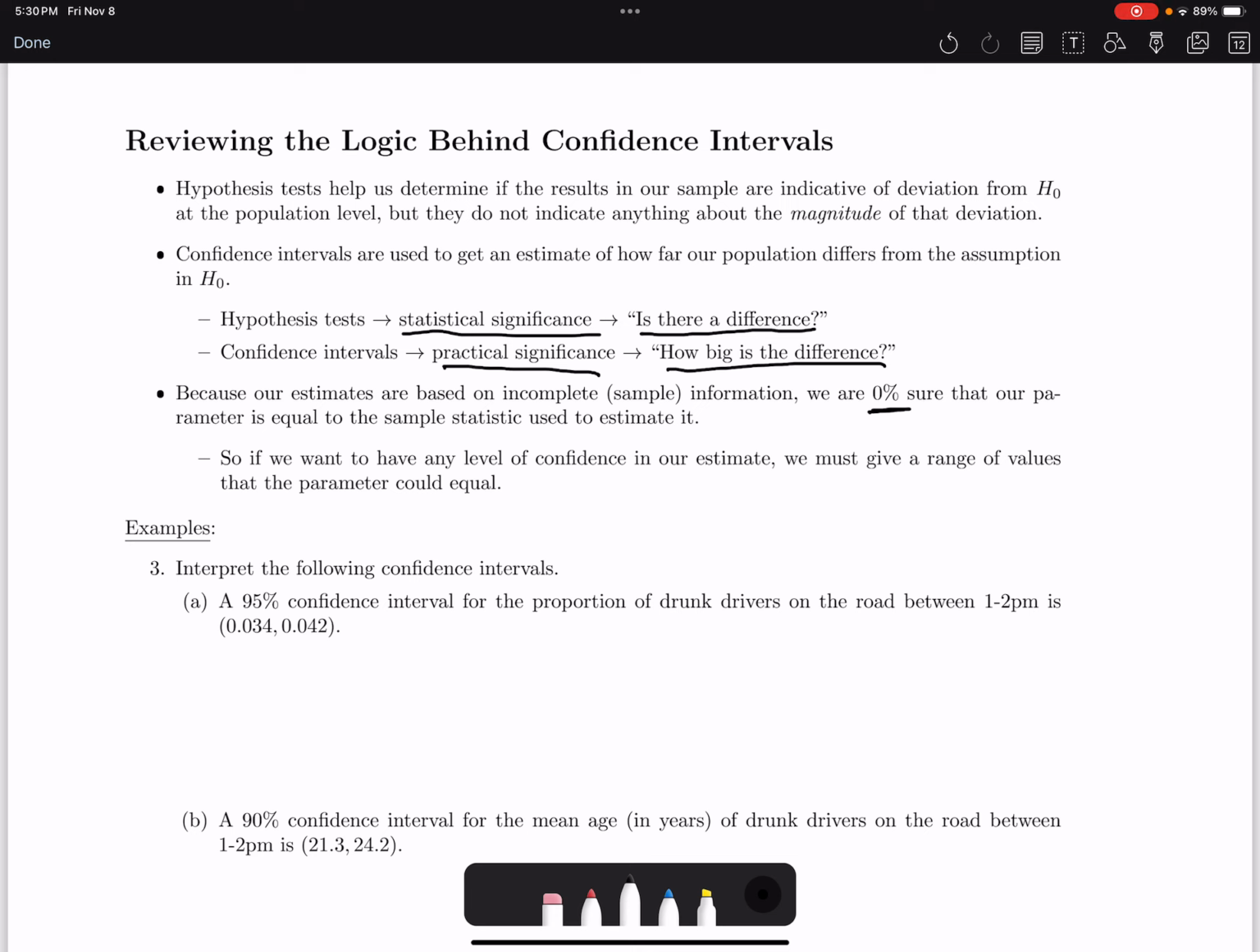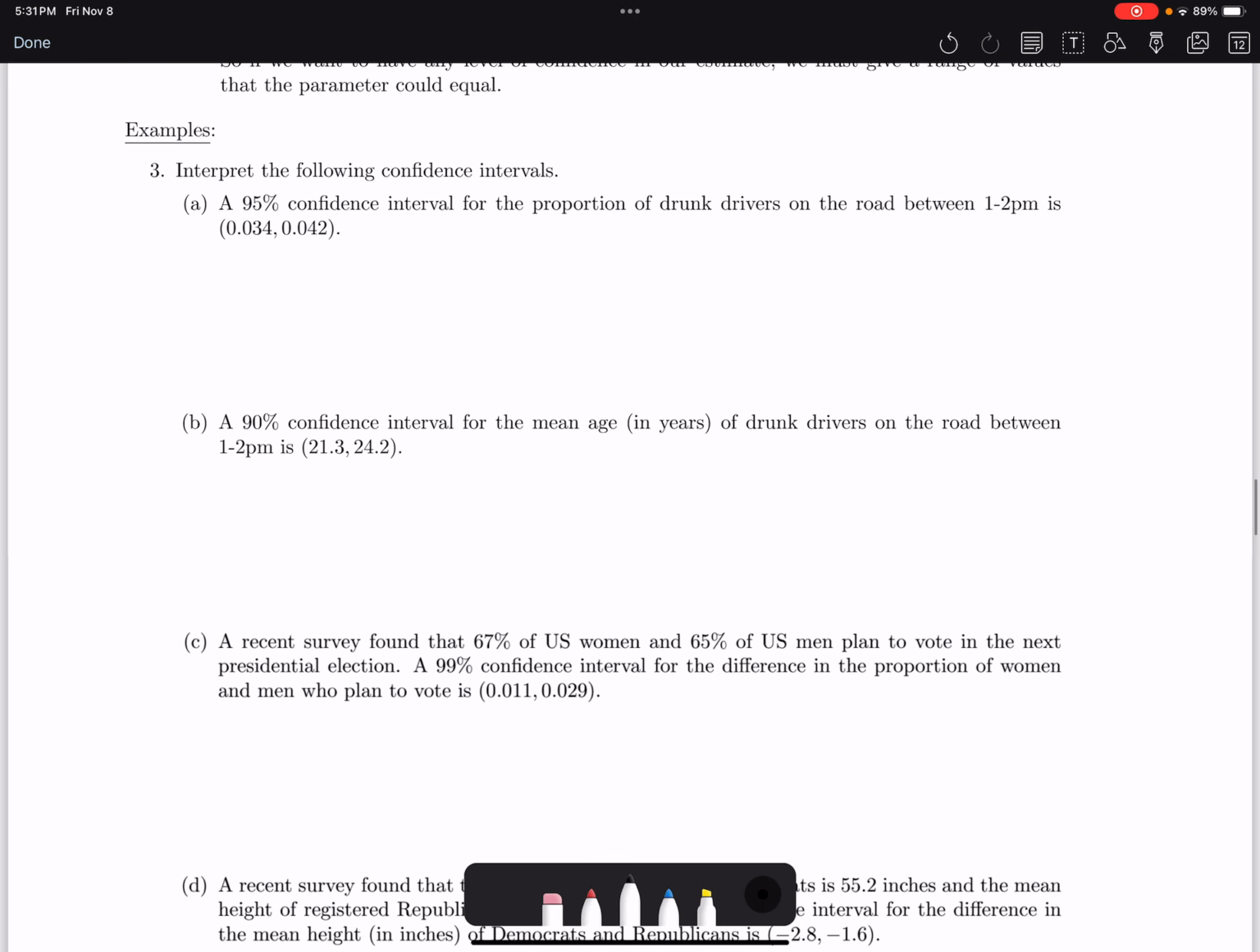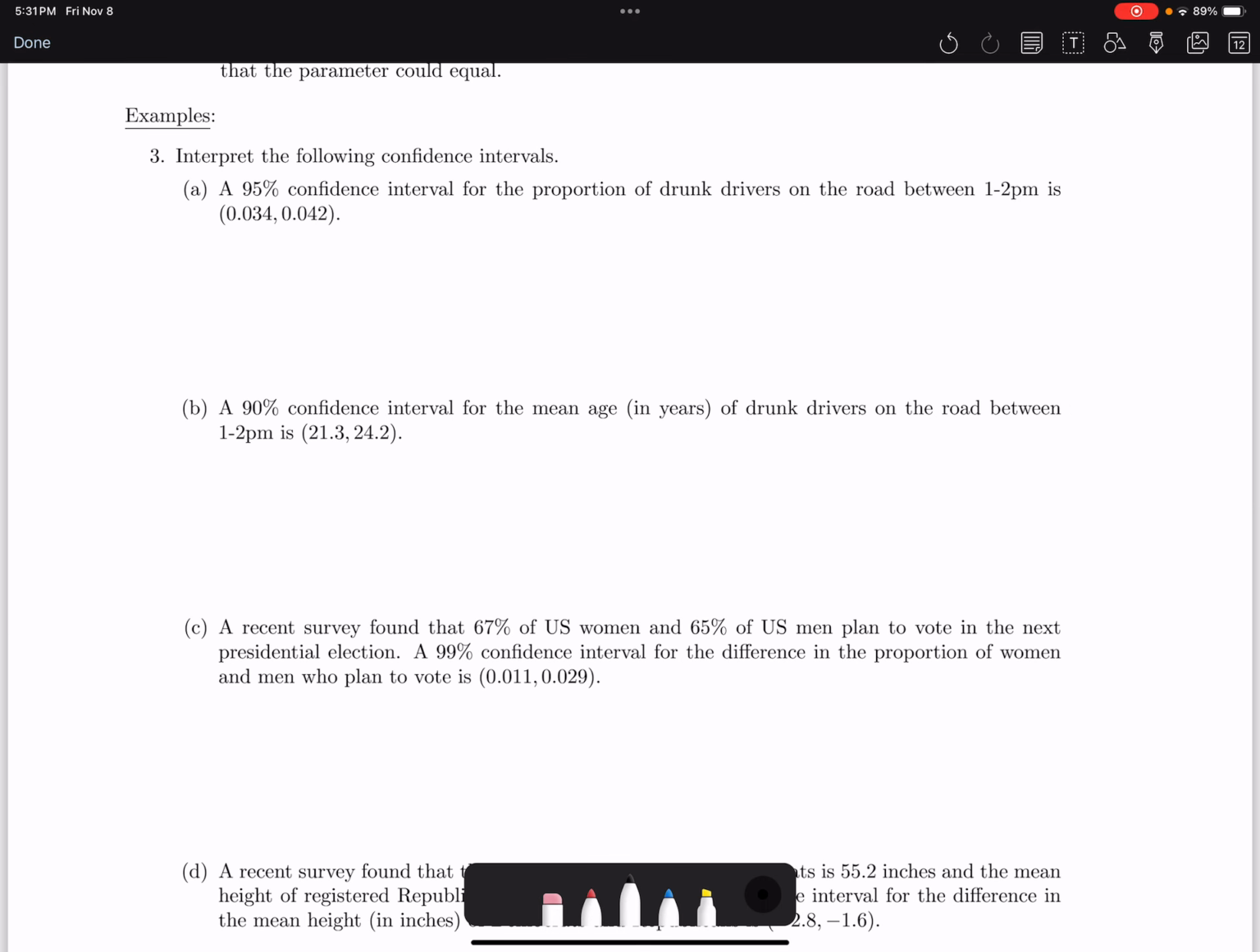And we can put an exact number to how confident we are that a given parameter falls within a certain range. So let's just practice interpreting a few confidence intervals. Number 3 here asks us to do that. Part A says, a 95% confidence interval for the proportion of drunk drivers on the road between 1 and 2 p.m. is 0.034 and 0.042. That's kind of a scary thought, but you should take it with a grain of salt.